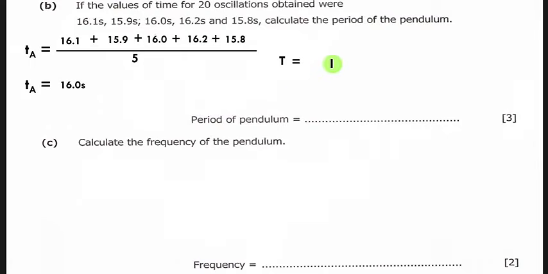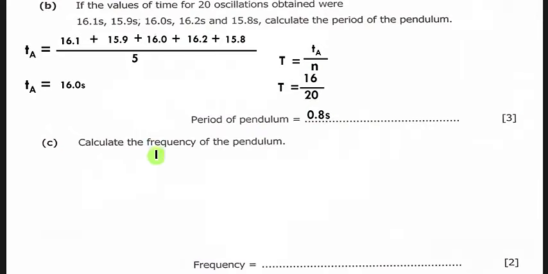Now, period is calculated using this formula. Period is equal to time, and now you use the average time over the number of swings. You have already gotten 16 divided by the number of swings, which is 20. When you divide, the answer will be 0.8 seconds.